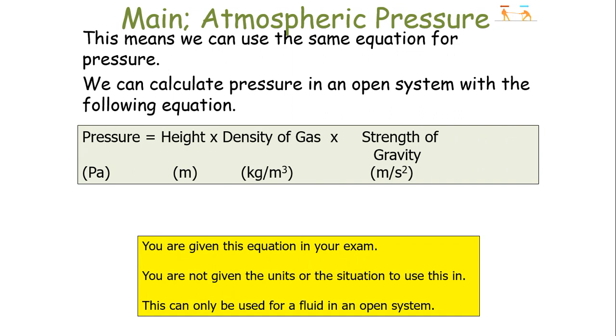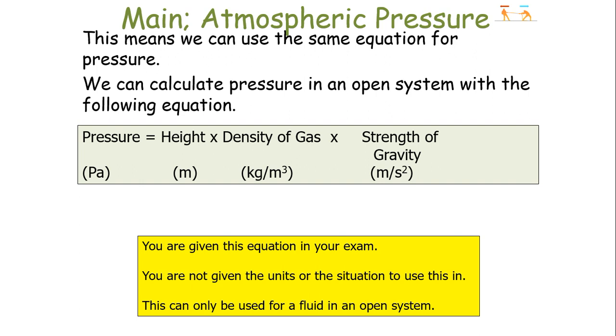So there are two reasons why the pressure will change: the number of particles present and the amount of force acting downwards. Now we can actually work out the pressure at various parts of the atmosphere with the same equation we use for a liquid, because it's just a fluid. So pressure equals height times the density of the gas times the strength of gravity.